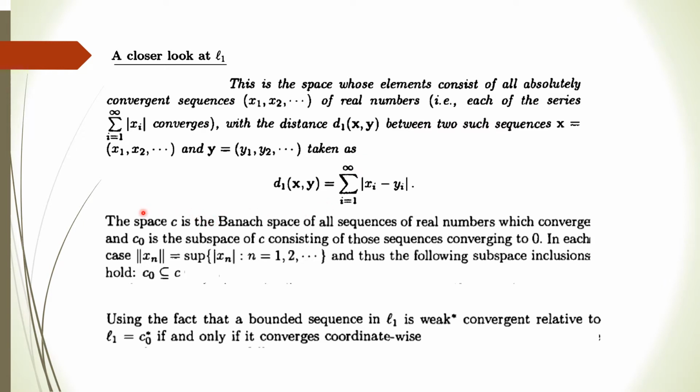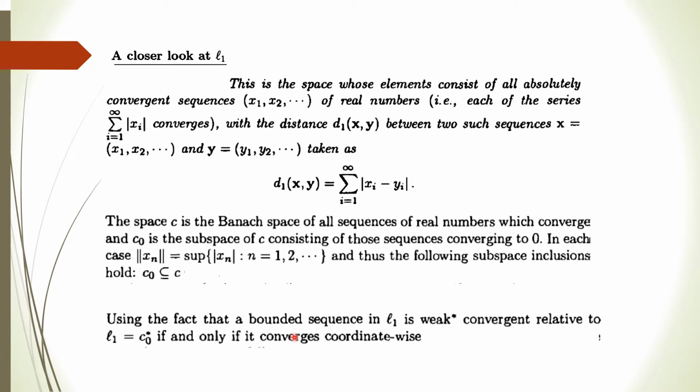Now the next space is space C. It is a Banach space of all sequences of real numbers which converge. So it consists of convergent sequences of real numbers. And C naught is a subspace of C which consists of those sequences which are converging to 0, and here the norm is defined like this. So clearly C naught is a subset of C.